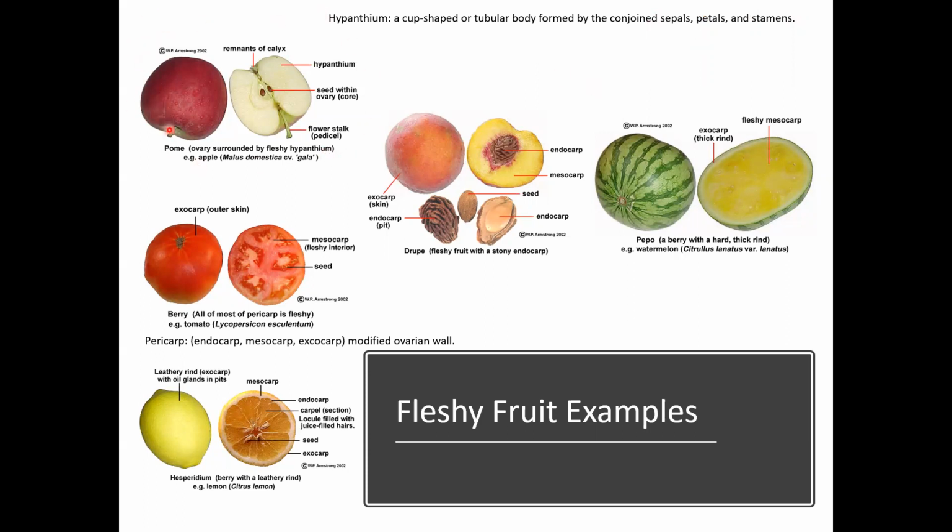So when you eat an apple, what you are eating is actually the hypanthium, which is an overgrown, fleshy collection of sepals, petals, and stamens, right? And the actual ovary is right over here.